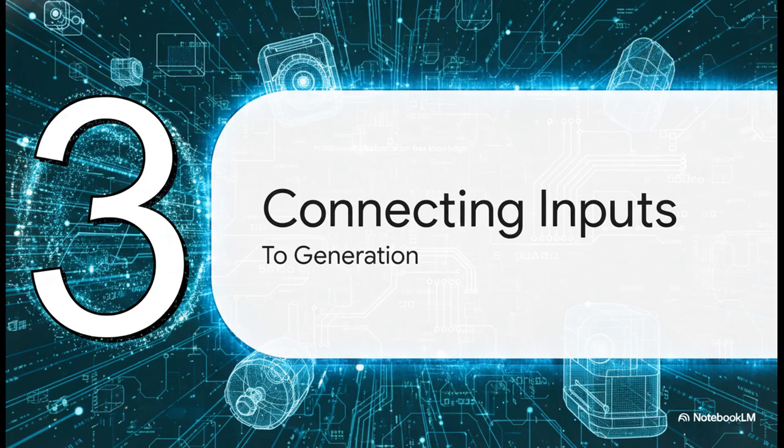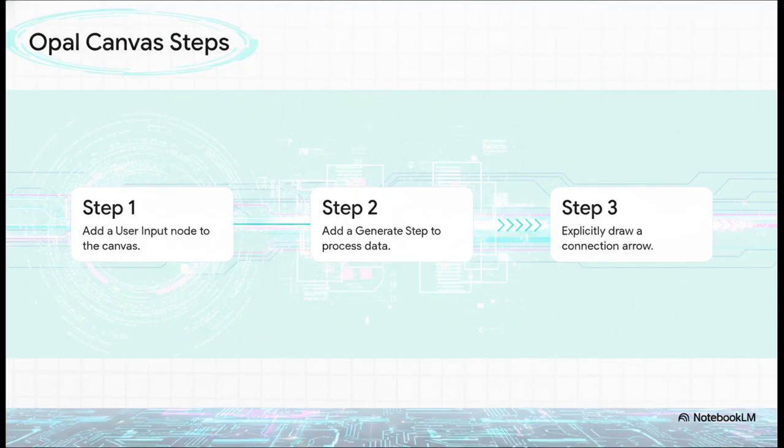Section 3. Connecting inputs to generation. Okay, now that our brain is packed with verified, hallucination-free knowledge, let's jump into the Opal canvas and start building our assembly line. It is incredibly visual here. Step 1, you just drop a user input node right onto the canvas. Step 2, drop a generate step right next to it.